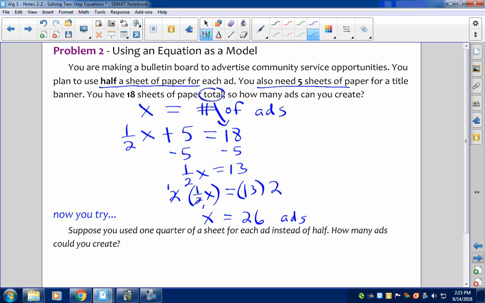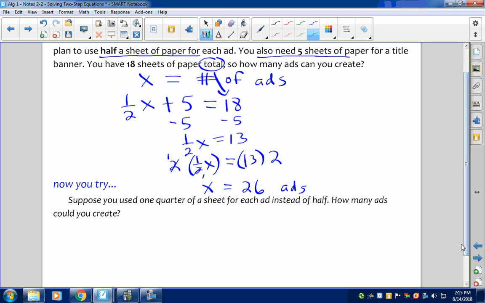So that's a 2-step equation that we wrote. Perhaps one that you could do without ever writing an equation, I would agree. Just take the 5 sheets that you need for the banner out of there, and then double what's left over, because you get 2 ads per piece of paper. But they're building in complexity, so there is a point to writing the equations to make it easier. And then you can change it up, too. Once you get a variable in there, you can change it up.